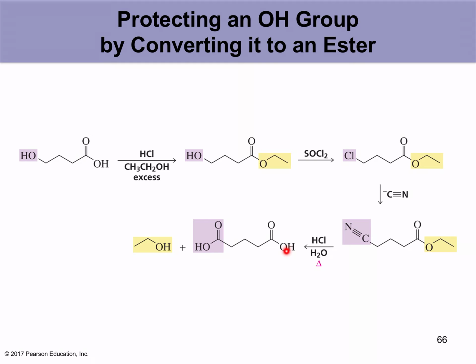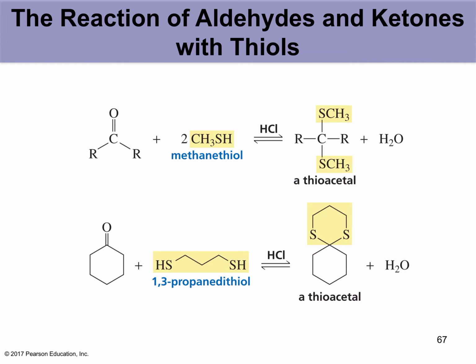Okay, that's how we can convert an acid to an ester to do a reaction when an alcohol group is needed, when the alcohol group is also there. Okay.